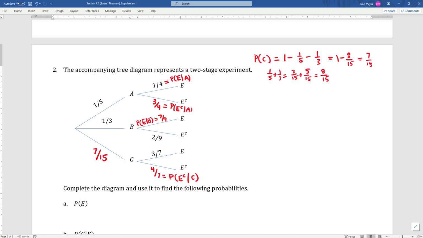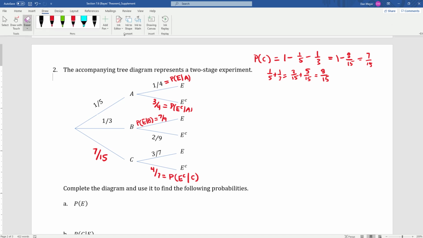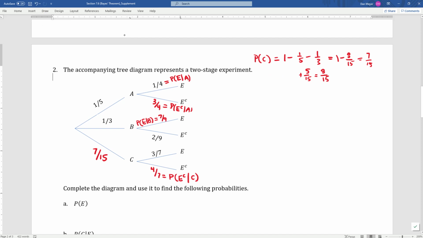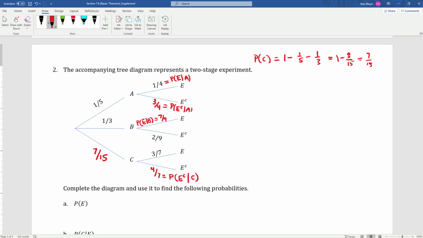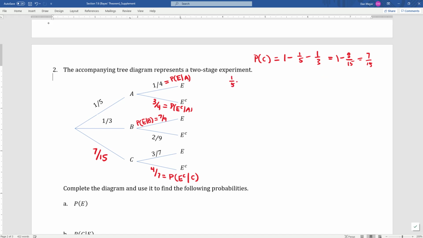All right. Now there's also this rightmost column that we can fill in. I'm going to give myself a little bit more space here, get rid of some of this unnecessary stuff. The right-hand column of these trees we get by multiplying down the branch. So here we get 1/5 times 1/4. That gives 1/20. Down the second branch, 1/5 times 3/4 gives 3/20.